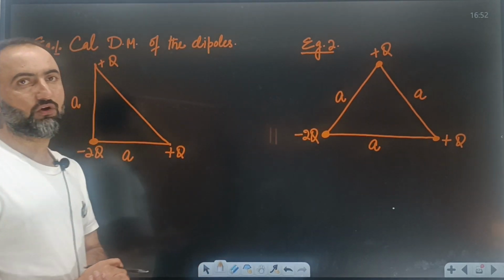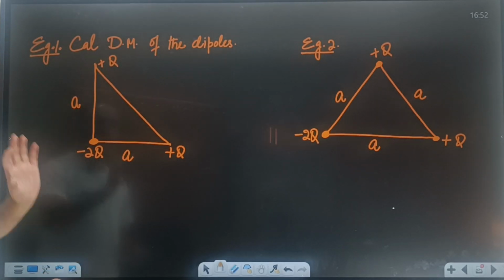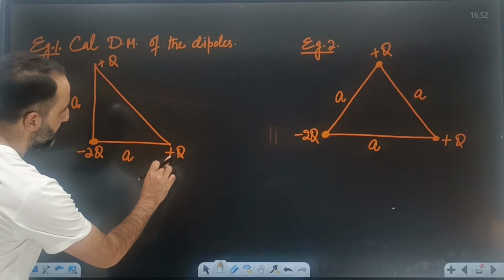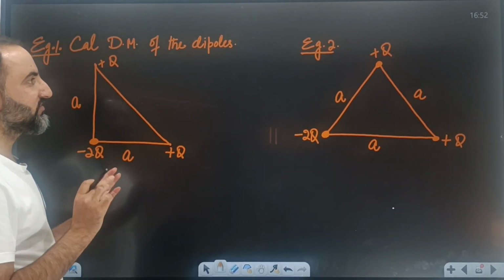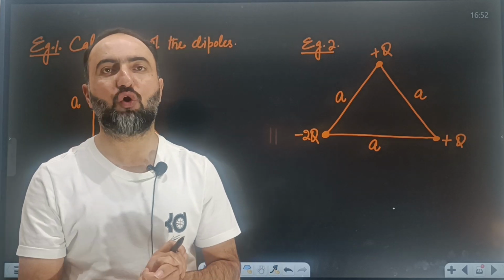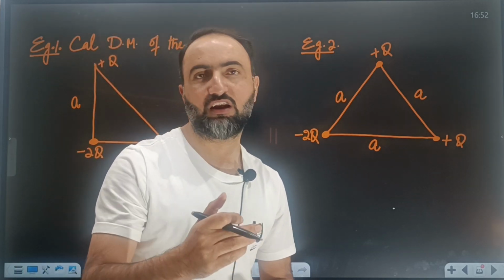So concentrate here. Calculate the dipole moment of the dipole. Example number 1 is like this. Here the charges are -2q, +q and +q. First and foremost, tell me how many dipoles are there in this diagram. Your answer should be that there are 2 dipoles.